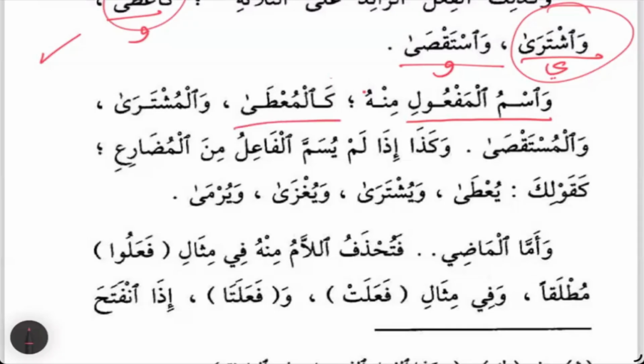Kal-mu'ta, like al-mu'ta, the given. Al-mu'ta is the given. What is given? Or it's the giving with the meaning of what's given. Not the act of giving here, rather the thing that's given. Mu'ta. Wal mushtara, the purchased. The receiver. The purchased. What was purchased. Wal mustaqsa. I'm not sure how to translate that.